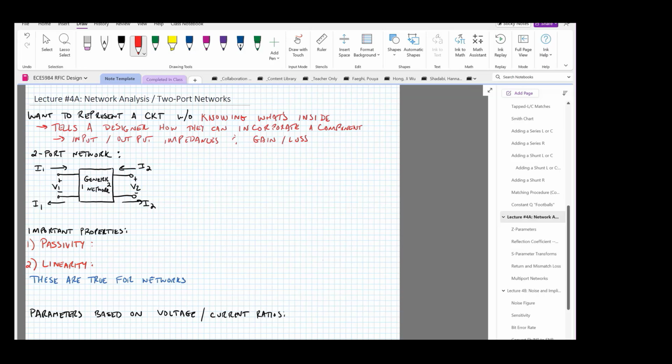So this concept of two-port networks, ultimately, we have this generic network. It has two ports, one at the input, one at the output. And sometimes they call this generic network a black box. We don't know what's inside. There's some magic going on. We don't need to know what's inside. We just need to know how it interacts with the real world.